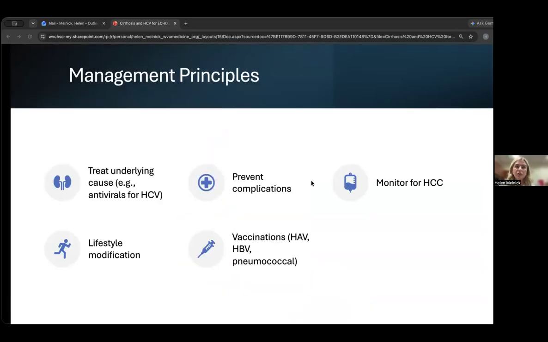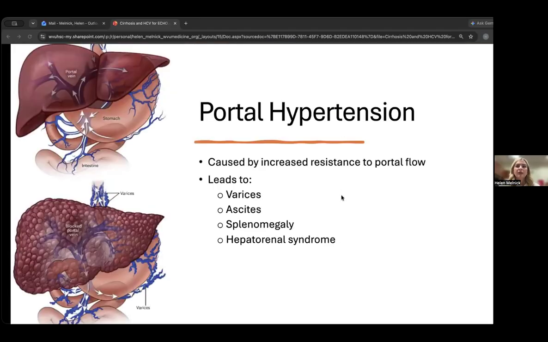So going into management. Management of cirrhosis focuses on three pillars: treating the underlying cause, preventing complications, and monitoring for hepatocellular carcinoma. Lifestyle modifications, especially alcohol cessation, are critical. Vaccination against hepatitis A and B is recommended, and early referral to hepatology improves outcomes. So, as discussed, management of the complications that arise from cirrhosis is mainstay of management.